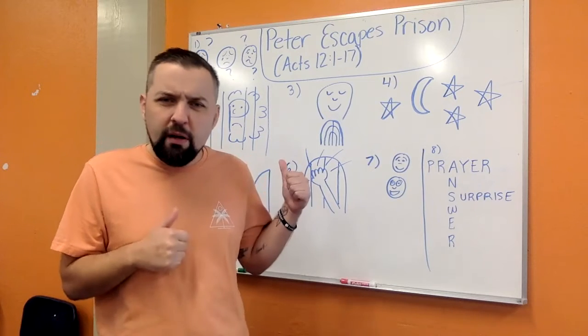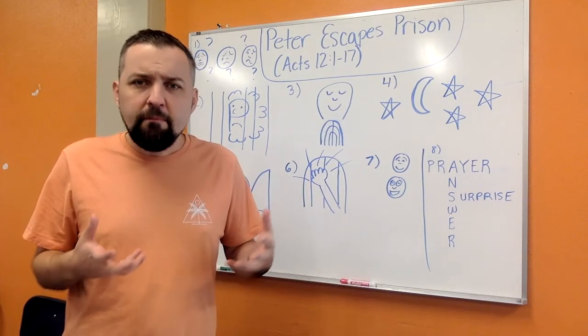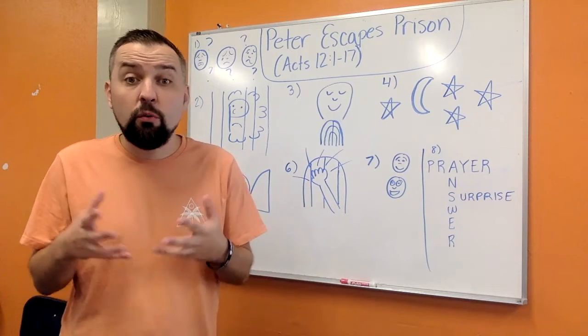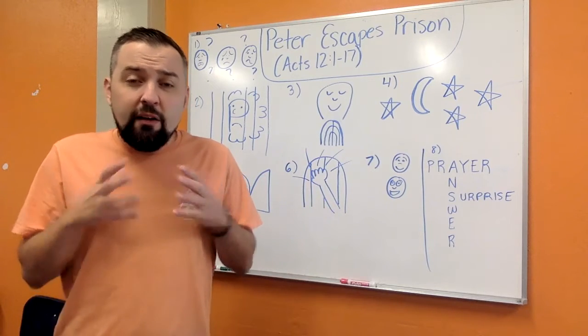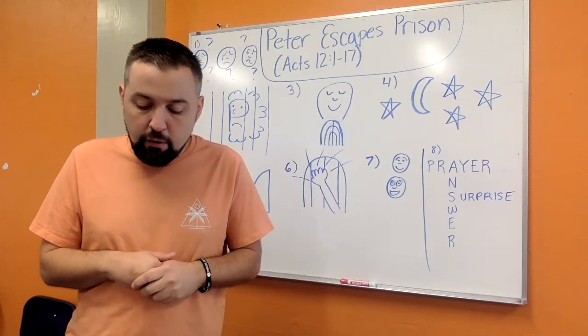So remember, where was Peter at the beginning of our story? And what did his friends do? And how did God answer their prayers? So Peter was in prison. His friends prayed, and God answered their prayers, and they set Peter free.